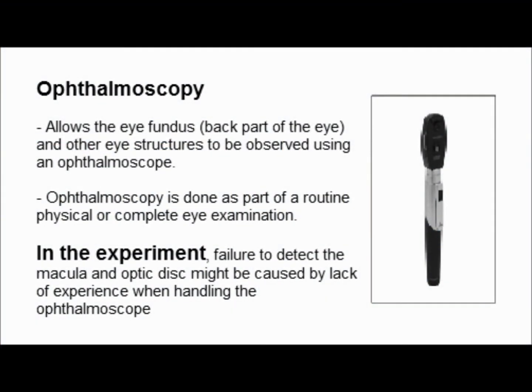Ophthalmoscopy allows the eye fundus, which is the back part of the eyes, and other eye structures to be observed using an ophthalmoscope. Ophthalmoscopy is done as part of a routine physical or complete eye examination. In the experiment, the macula and blood vessels cannot be detected because of lack of experience when handling the ophthalmoscope.